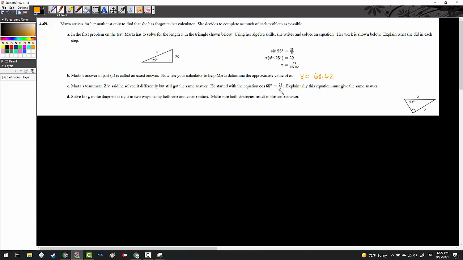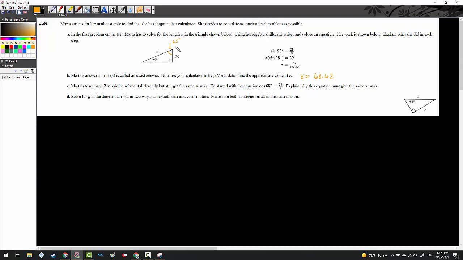So now in part C, they're talking about Marta's teammate Ziv, who said he solved it differently but got the same answer. He used cosine of 65 equals 29 over x and explained why he got the same answer. So what Ziv did is he found the value of this angle using the triangle angle sum theorem and got this angle to be 65 degrees.